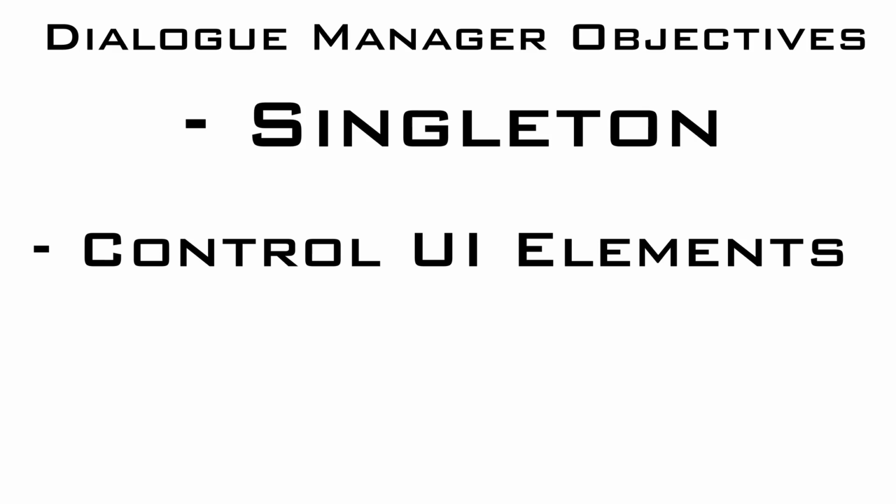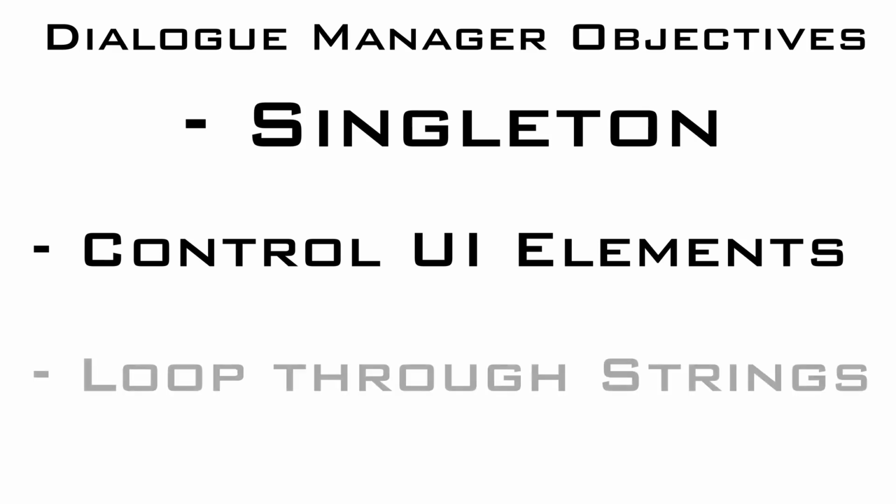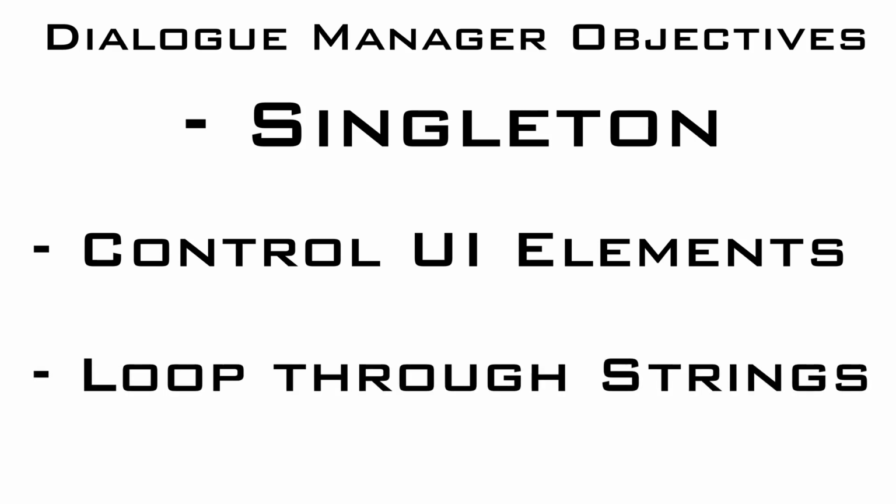The final thing, which is the most important thing about the dialogue manager, is that I needed to be able to loop through any data that I send to it. Not any data, but more specifically string data that I send to it. I needed to be able to loop through data that I send from the dialogue class into the dialogue manager. So those were the 3 important things I needed to be able to do from this class.